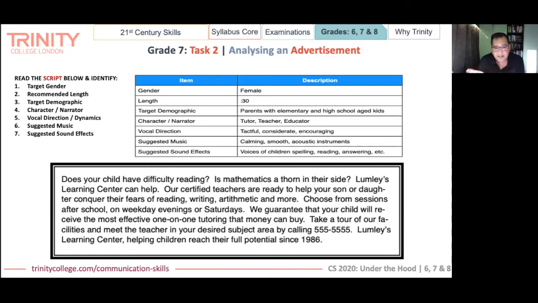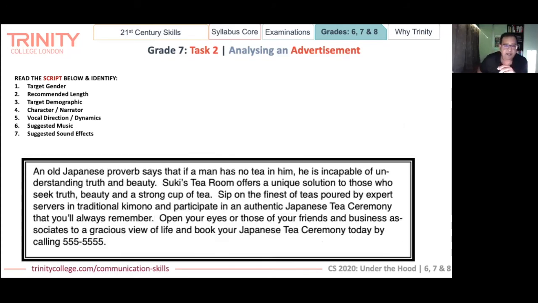By the way, this is from an actual script that was being used. There are plenty of resources available for these online. So please dig in and you will get a lot. I had another one for you, but I'm going to skip this. This is for a Japanese tea room. Okay.